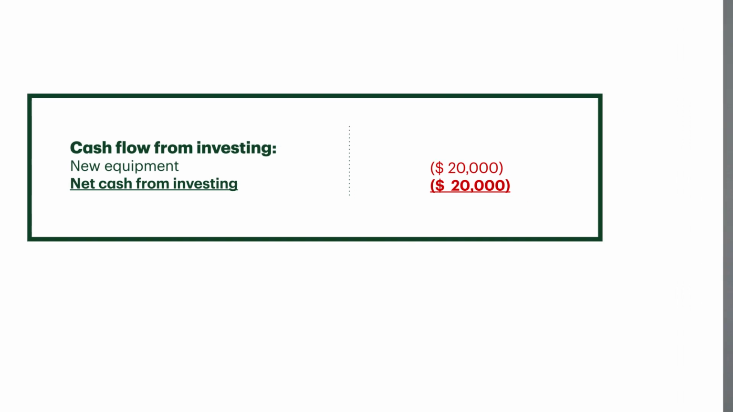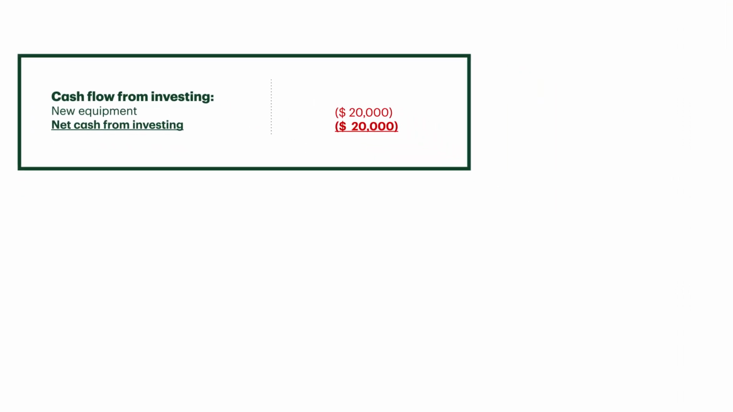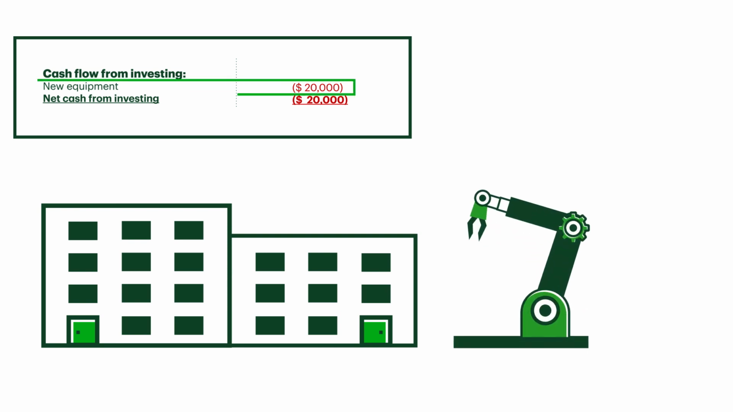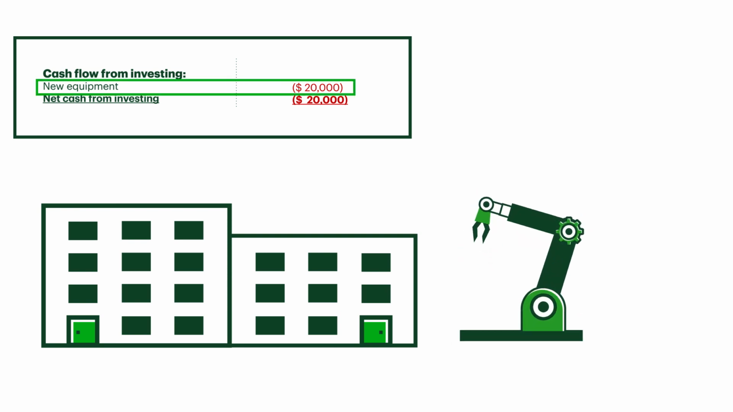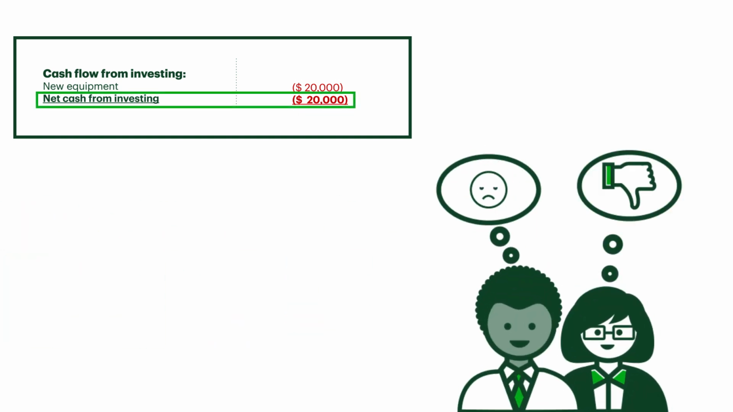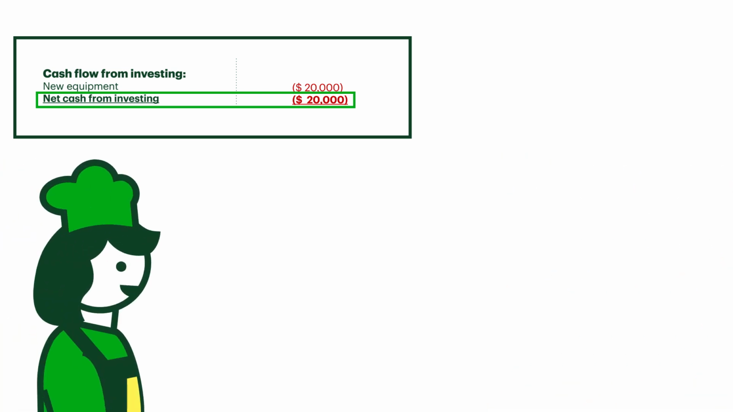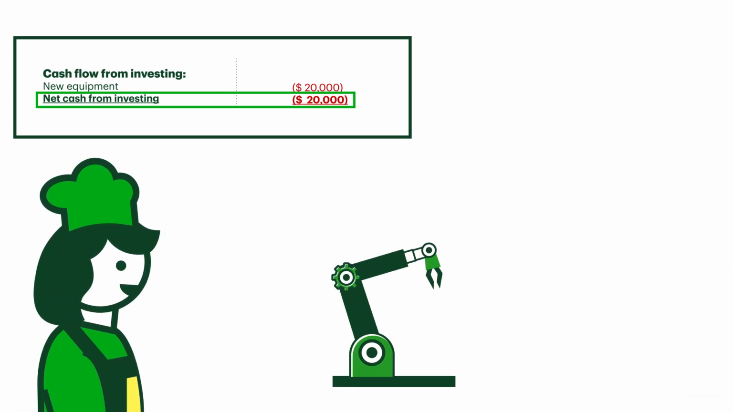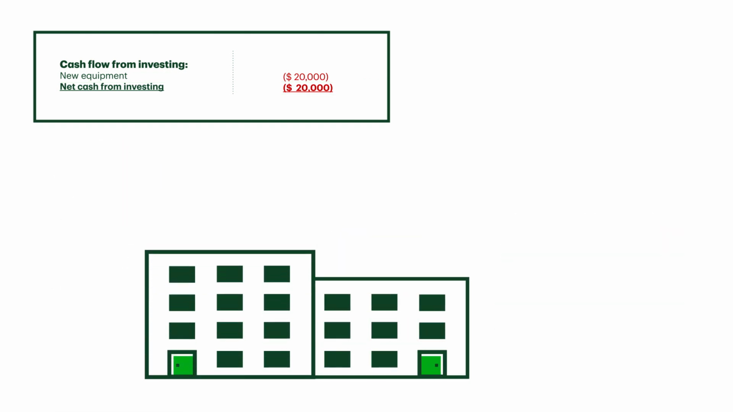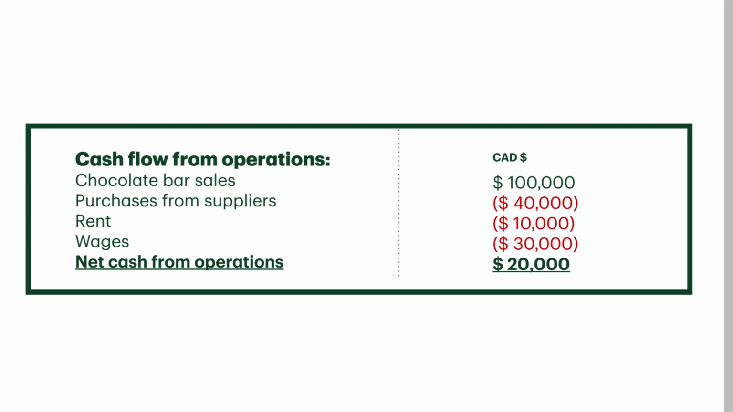The next section is cash flow from investing. The most common investments are in plant, property, or equipment. Making investments like this often result in negative cash flow from investing. Investors may see this as a bad thing, but it doesn't need to be. For instance, our chocolate maker could use the new equipment to produce more chocolate and boost sales. Or they could buy a plant so they wouldn't have to pay rent anymore. This would reduce operating costs.